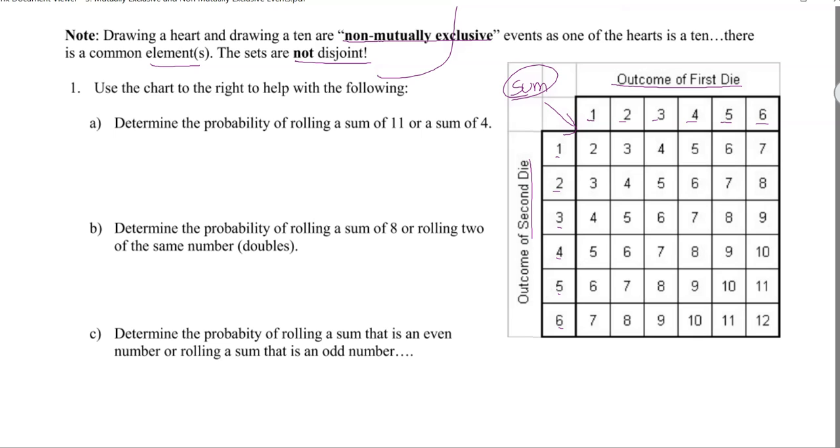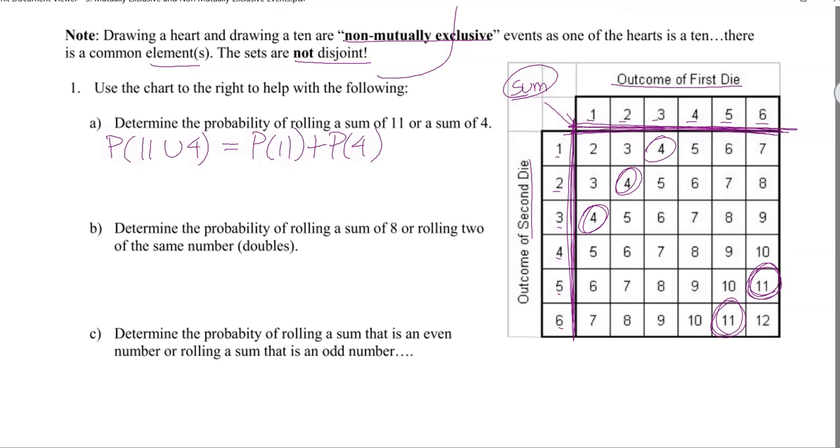So determine the probability of rolling a sum of 11 or a sum of 4. Okay, so remember this. So separate these off. Those aren't our sums. So a sum of 11 or a sum of 4. So the probability of 11 or 4 is equal to the probability of 11 plus the probability of 4.